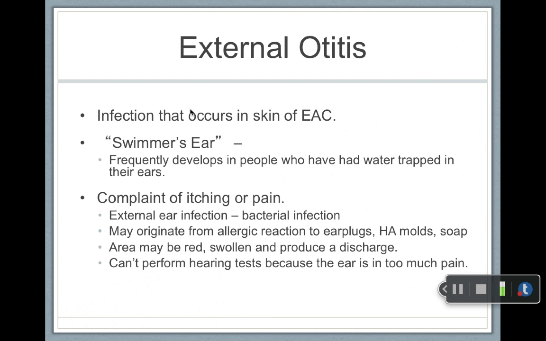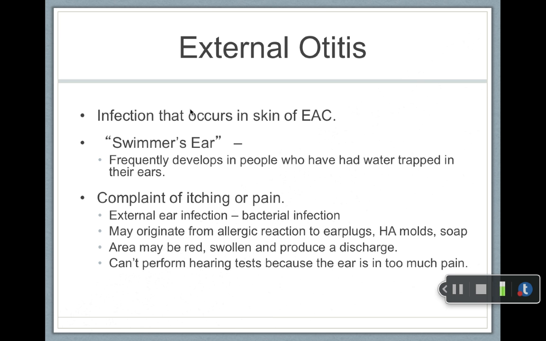External otitis, maybe some of you have had this. It is an infection that occurs in the skin of the ear canal. External means outer, otitis means ear. External otitis, also known as swimmer's ear, is an infection in the skin of the ear canal. It usually develops when people have water trapped in their ears. So people that swim a lot, they get water in their ears, it gets stuck. The water gets infected. A person would complain of itching or pain as it becomes a bacterial infection.